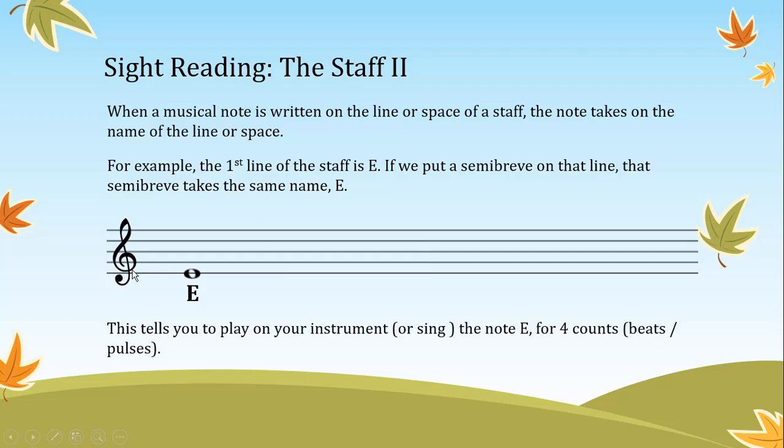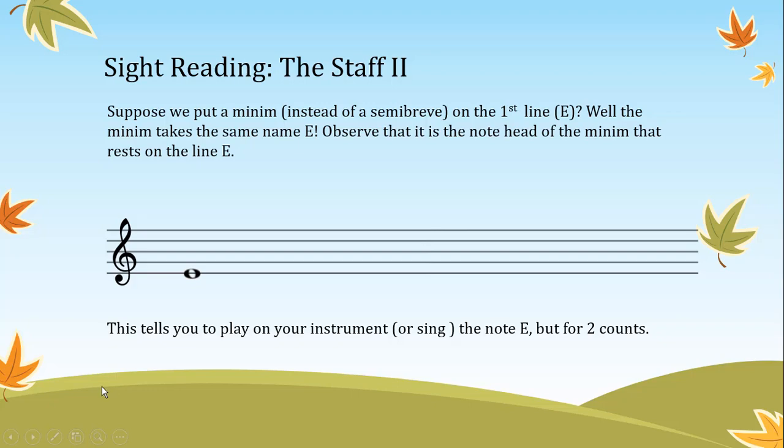For example, we know that this first line right here is E. And because I placed this note on that line, then that note is also going to take on the name E. So in other words, the name of this note right here is E. And it is so called because I have placed the note on the line E. Now what this tells you is for you to go to your instrument and play the note E for 4 counts, or maybe even sing the note E for 4 counts.